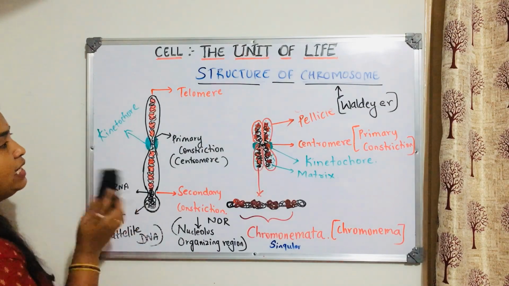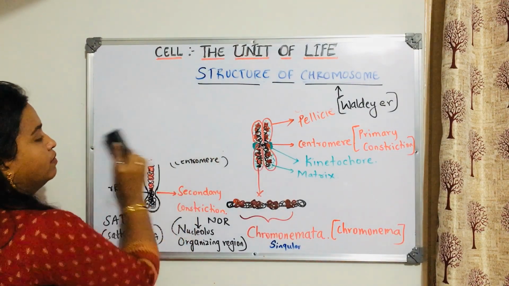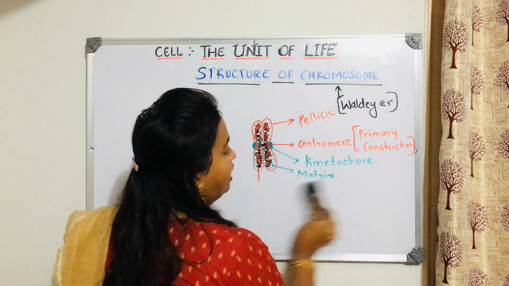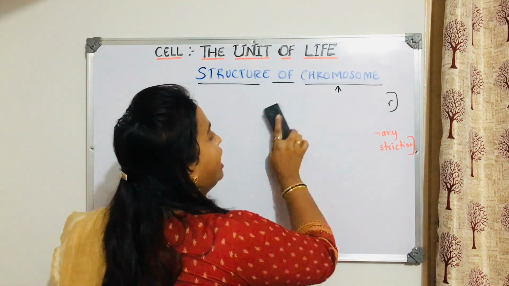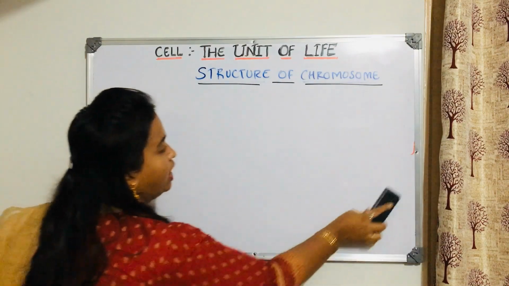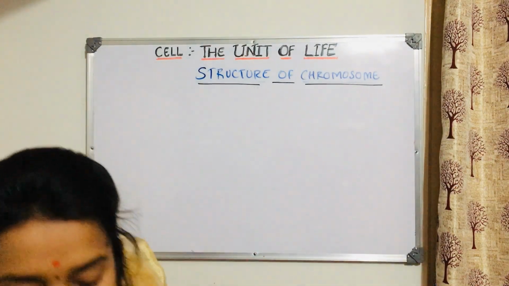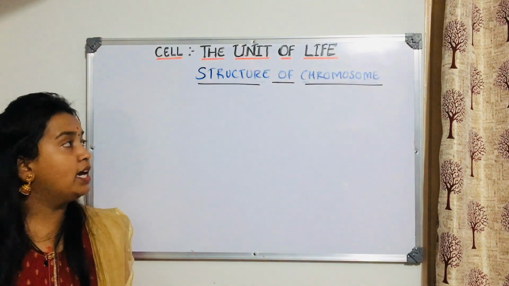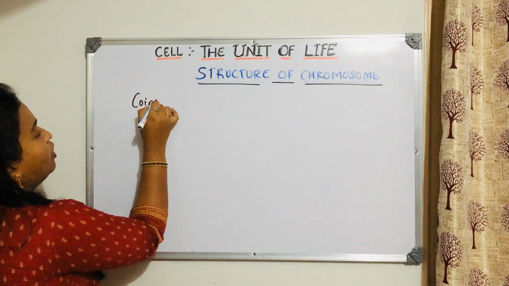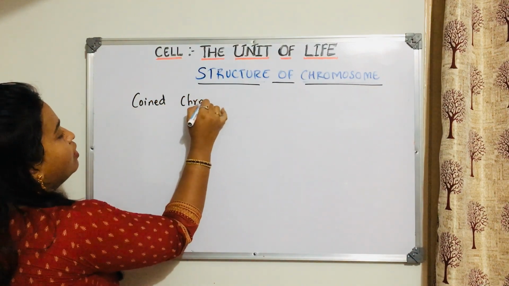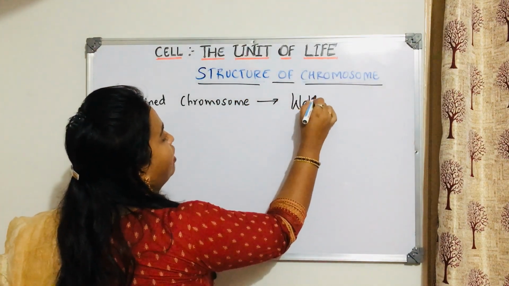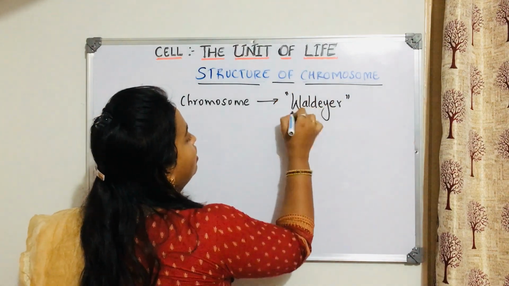Okay, so we will see next. See, in NCERT all these things are not given, but don't think that these things are not important. These things are important because if you don't know the structure of the chromosome, you will not understand anything in the cell cycle chapter. So you should know. Who coined the term chromosome? Who was that scientist? His name is Waldeyer. Please remember the name of the scientist.